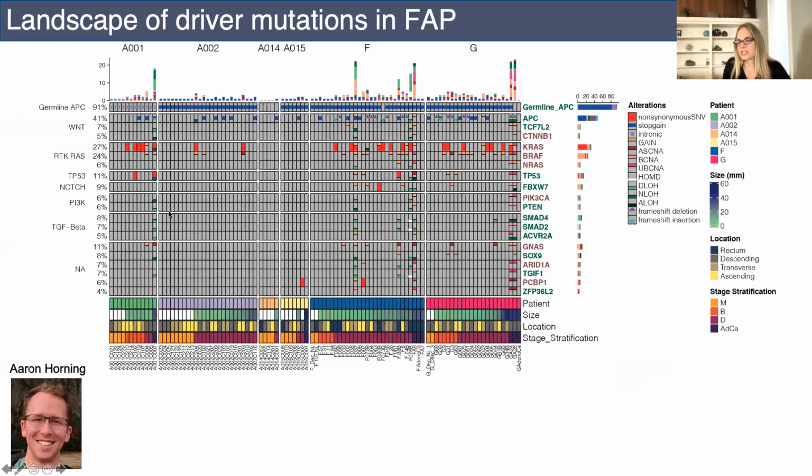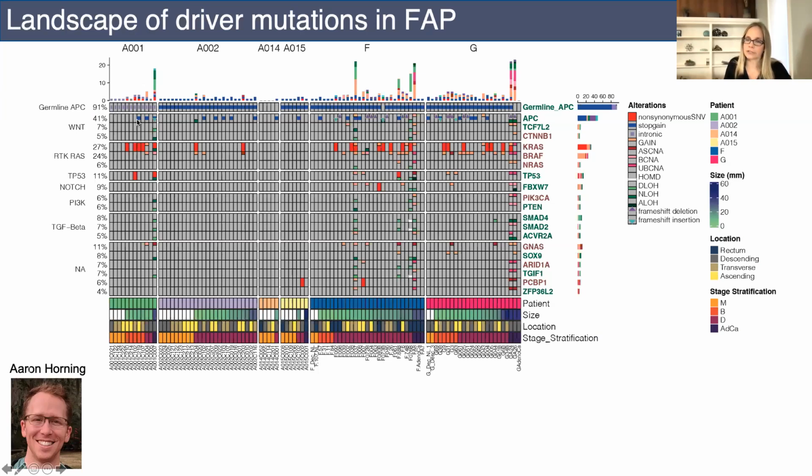So, starting first with the whole genome sequencing data, and this is work led by Aaron Horning, a joint postdoc in Mike Snyder's lab and my lab, we took a deep dive into the landscape of somatic alterations that arise on this backbone of germline APC events. So what is shown here is across 6 patients with FAP. You can see the prevalence of different alterations that accrue.